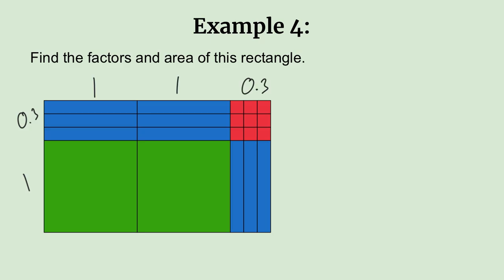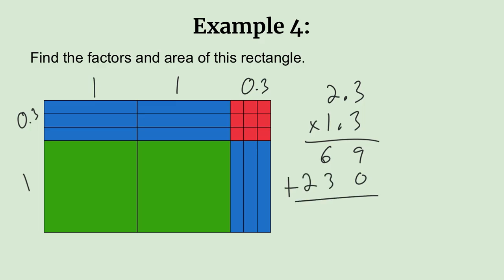So overall here, we've got 2.3 times 1.3. 3 times 3 is 9, 3 times 2 is 6, 0. 1 times 3 is 3. 1 times 2 is 2. Add those together. There's one decimal, another decimal. So that means our answer has 2 decimals. So 2 and 99 hundredths.